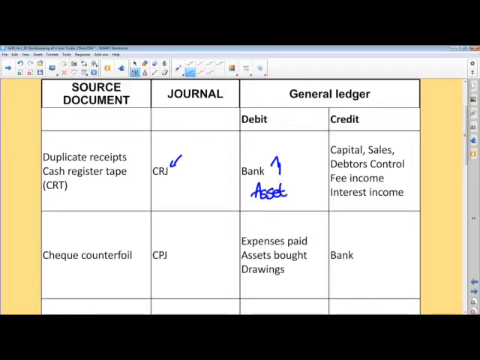So bank will always be debited. I'm going to go through all the main accounts in every journal. We have a check counterfoil, for example, and these check counterfoils will be placed in your CPJ. And that is when your bank goes down.